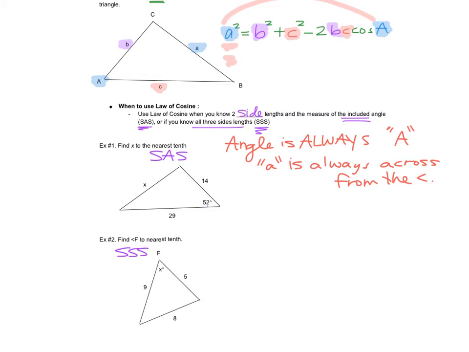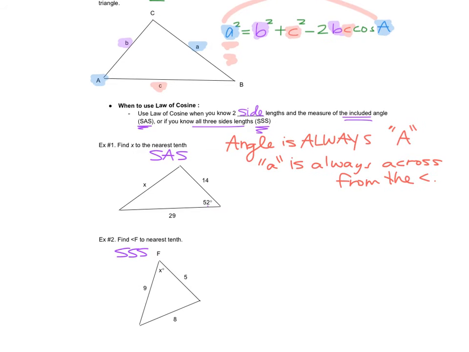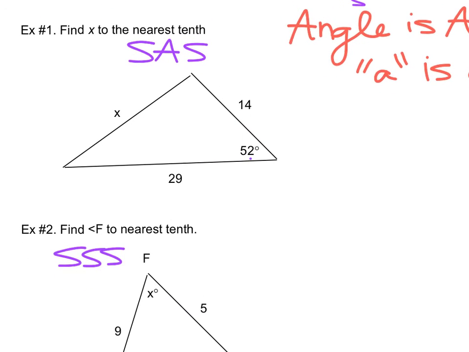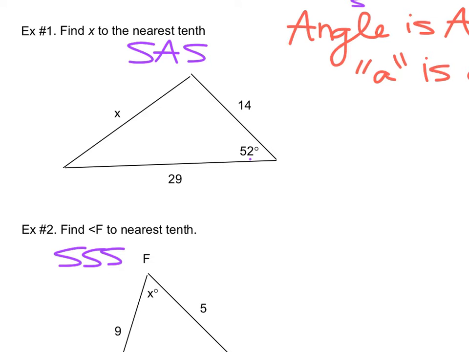Okay. All right, so let's lay this out. If we are looking at this picture, where is my capital A? 52. Yes, great job. A is 52. So where is lowercase a? X. The one across from it has to be lowercase a. Which one's B?